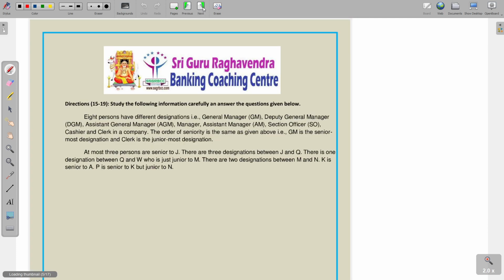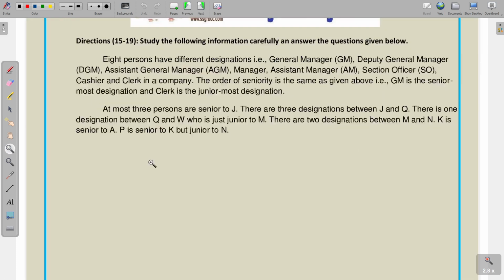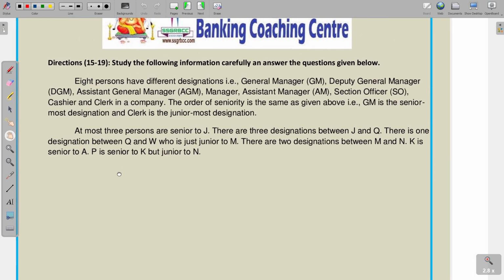Next, for 15 to 19 we have one more puzzle. See this puzzle.